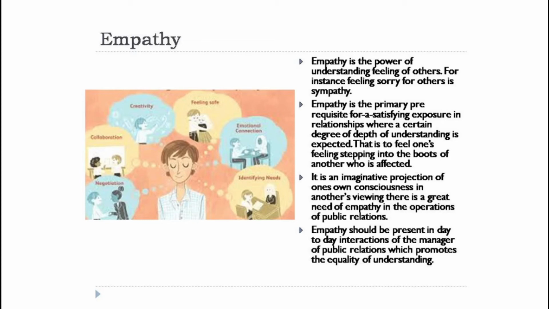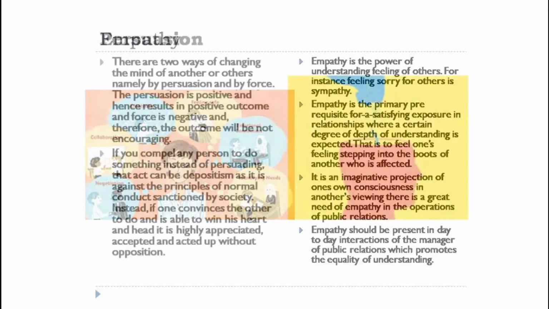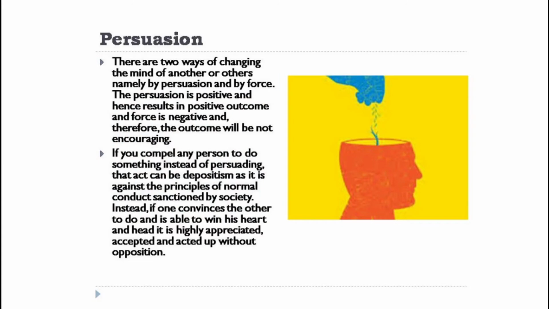Okay. And empathy should be present in day-to-day interactions of the manager of public relations, which promotes a kind of equality of understanding. So when you have empathy, that creates an understanding. Okay. And the third is persuasion. So what is persuading? There are two things usually related to this. One is forcing and one is persuading. Forcing is something like, you will tell others, you have to do this thing, it's a must. If you say like that, that is forcing.